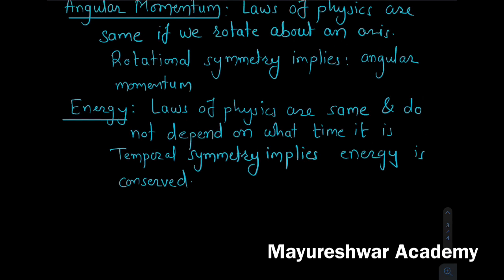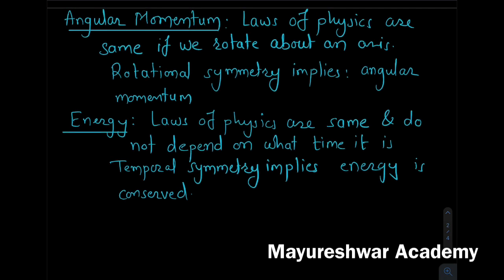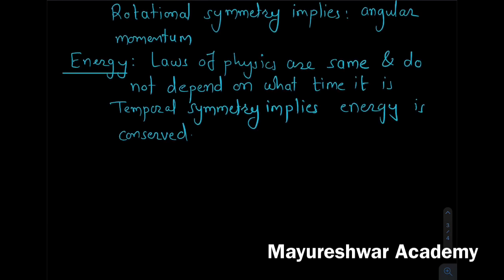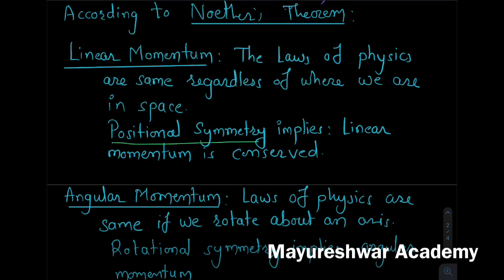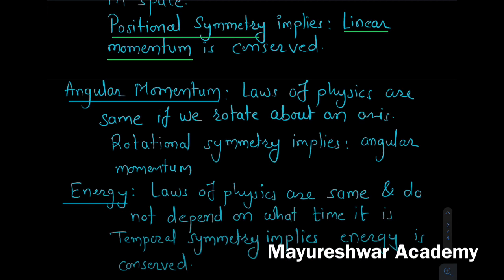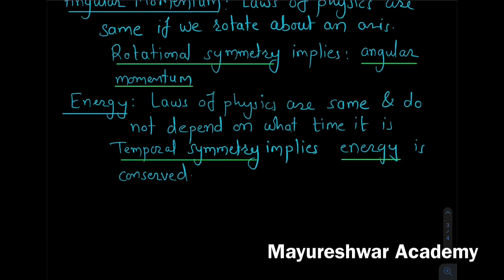In short, let us look at these statements. Positional symmetry causes conservation of linear momentum, and rotational symmetry implies angular momentum is conserved. Similarly, temporal symmetry conserves energy. So that was the formulation by E. Noether.